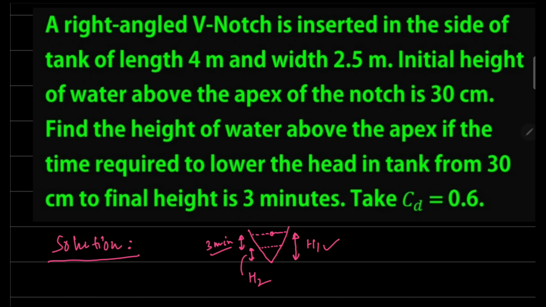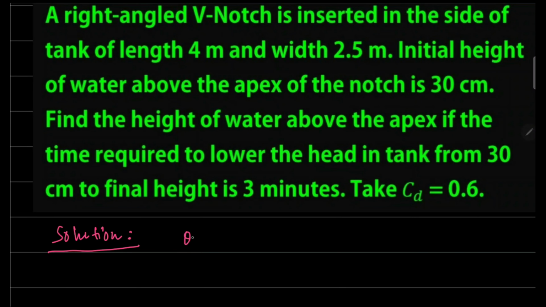Now once you are able to figure out the meaning of the question, it's very easy for us to solve it. Now again we will have to use the expression of the t, and all the other values are given to us, only this h2 is unknown, and we can quickly solve this problem. So theta is equal to 90 degree because it is a right angle notch, and the area of the channel, that is A, is equal to 4 meter multiplied by 2.5 meter. That comes out to be 10 meter square.